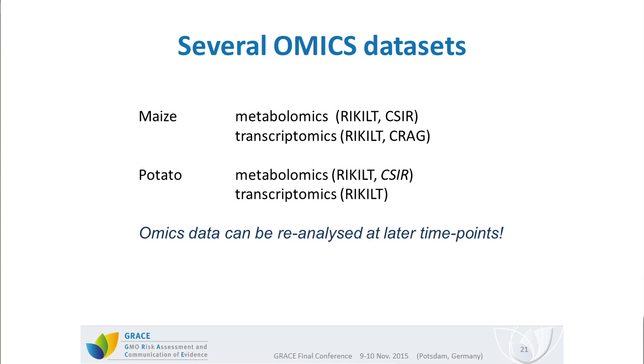So this we have done for quite large numbers of data from metabolomics. Maize metabolomics data were generated by RIKILT, but also by CSIR in South Africa. Transcriptomics data were generated by RIKILT as well as by CRAC in Spain. For potato, we had metabolomics data that were generated by RIKILT as well as by CSIR in South Africa. Here I should say that we have some difficulties in analyzing these data, so we are still working on this one, but they will in the end be fully analyzed as well. And we have transcriptomics data from RIKILT.